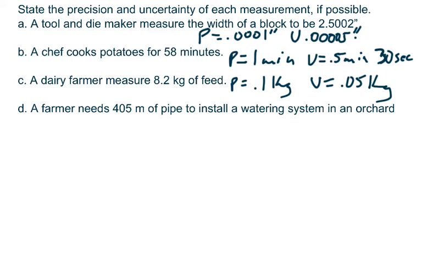Perfect. Farmer needs 405 meters of pipe to install a watering system. Well, we don't know this specific tool, but going off of what he's given us for a measurement, we can assume that his precision is 1 meter and his uncertainty is 0.5 meters. So there's the precision and uncertainty, if it's possible to tell. We're just going based on the measurements.